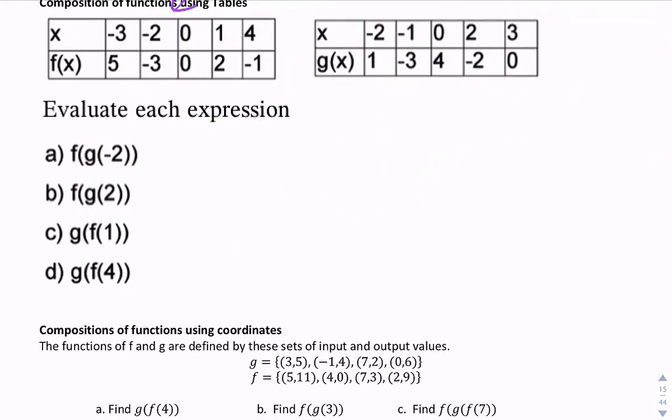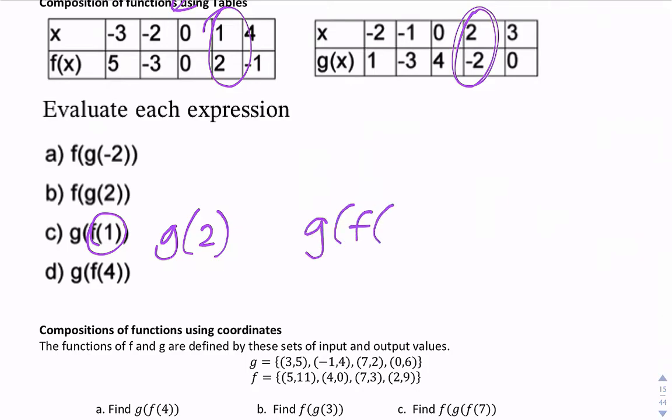Okay, so let's now go for f of 1. Okay, so f of 1 means you plug in a 1. What's the output? It's 2. So now we're going to find g of 2. So g of 2 is negative 2. So we're going to say g of f of 1 equals negative 2.